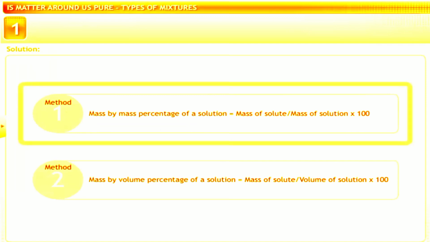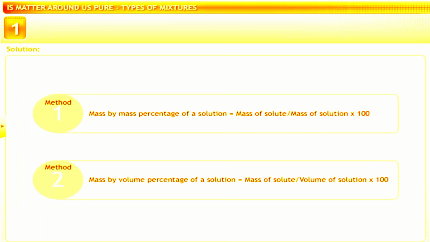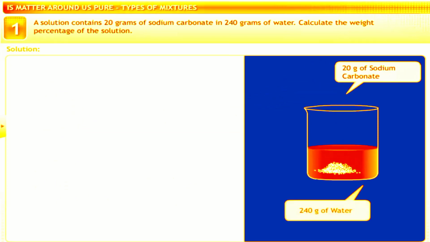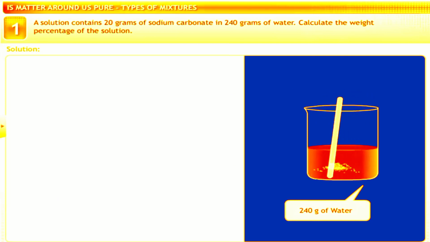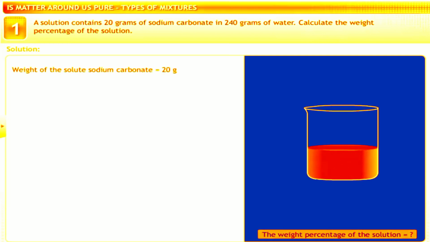Now that you know what mass by mass percentage and mass by volume percentage of a solution mean, let's look at situations where these concepts can be applied. A solution contains 20 grams of sodium carbonate in 240 grams of water. You need to calculate the weight percentage of the solution. In the given problem, the weight of the solute, sodium carbonate, is 20 grams. The weight of the solvent, that is water, is 240 grams. We know that the weight of the solution is the sum of the weights of the solute and the solvent.